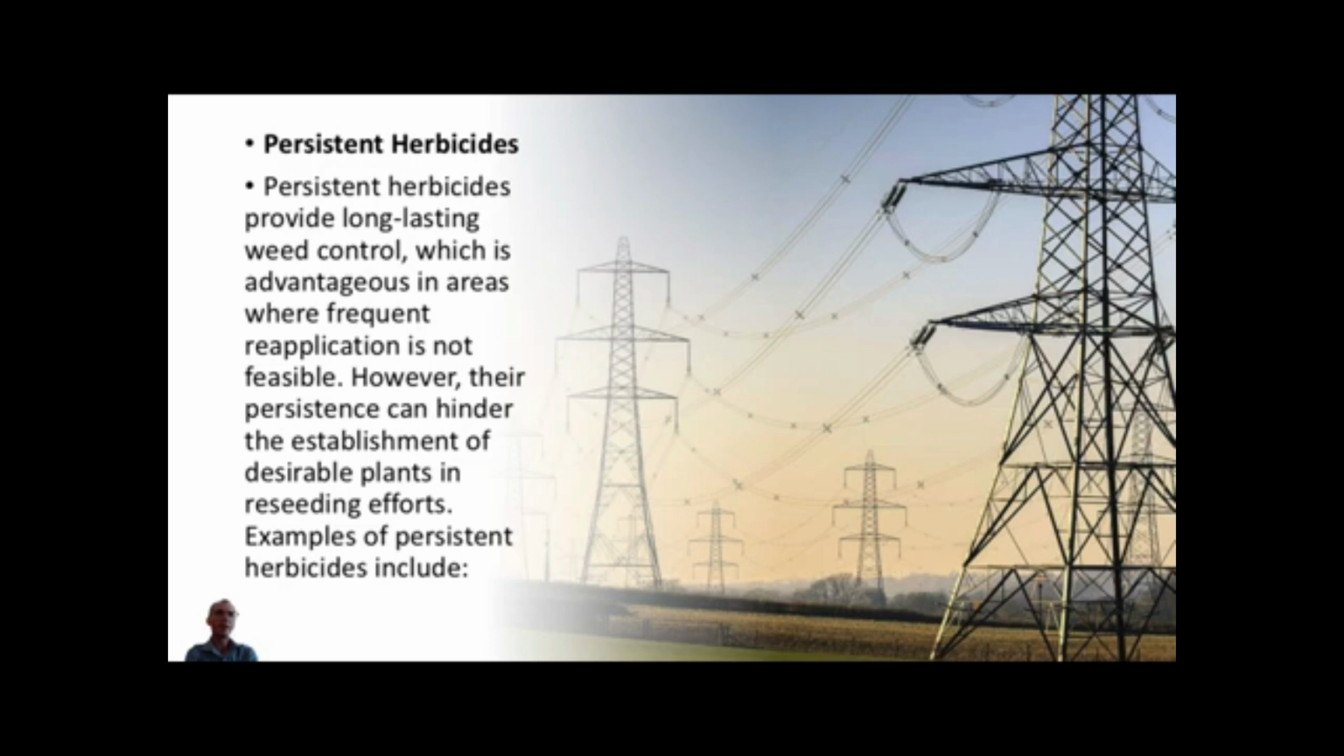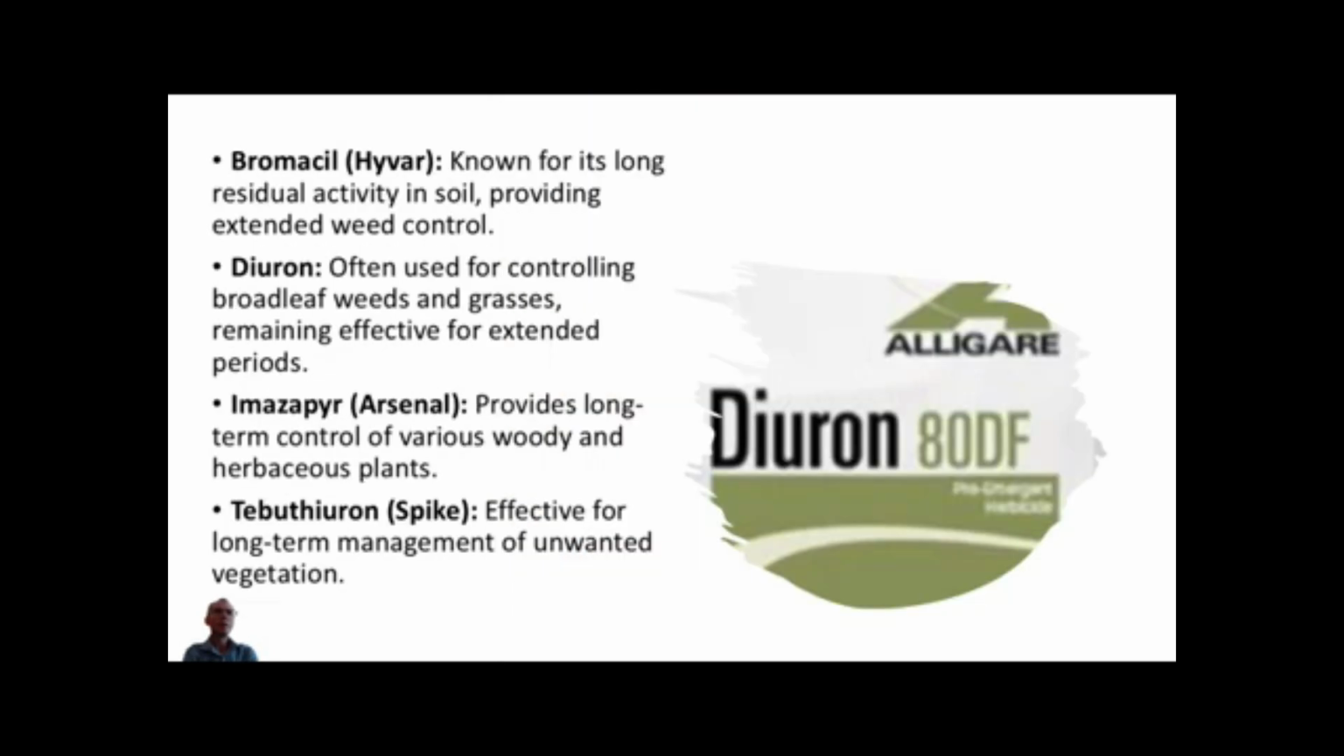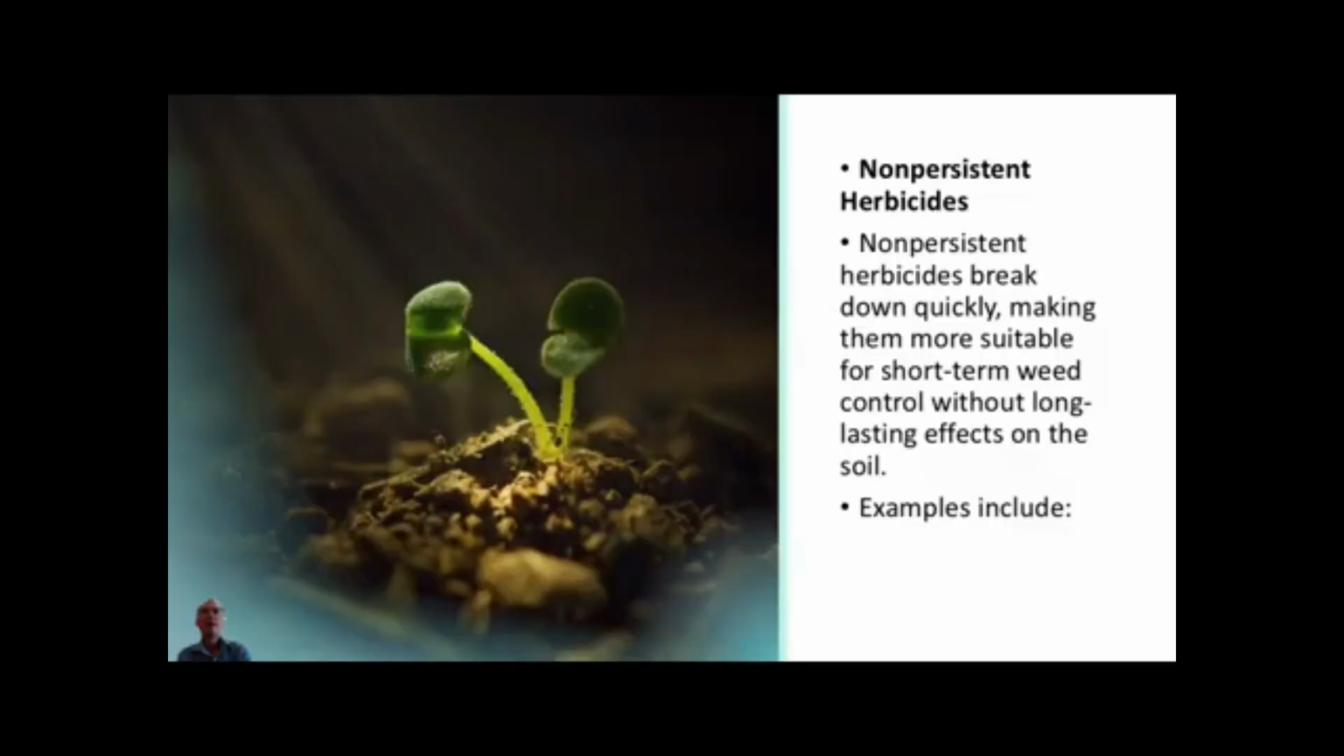Examples of persistent herbicides include bromacil, Hyvar, known for its long residual activity in soil, providing extended weed control. Diuron, often used for controlling broadleaf weeds and grasses, remaining effective for extended periods. Imazapyr, Arsenal, provides long-term control of various woody and herbaceous plants. Tebuthiuron, Spike, effective for long-term management of unwanted vegetation.